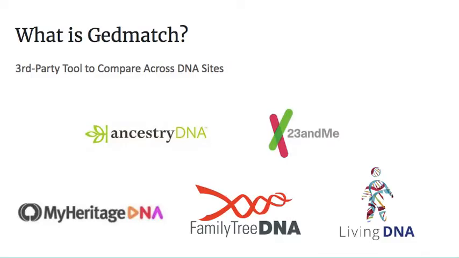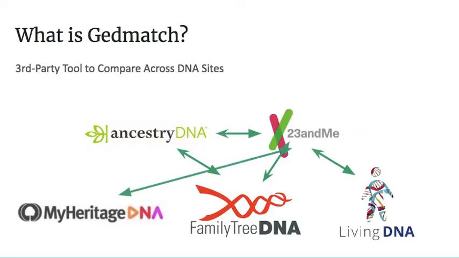So what is it? GEDmatch is a very powerful third-party tool that allows anyone who has DNA tested at any of these major DNA sites to compare against one another. So if you tested on Ancestry, you're able to find matches who tested with Family Tree DNA, as long as they also uploaded to GEDmatch. You're also able to find matches on 23andMe, and from 23andMe you can find matches on Living DNA or Family Tree DNA or MyHeritage. So basically you can compare all these DNA sites against one another in one place.